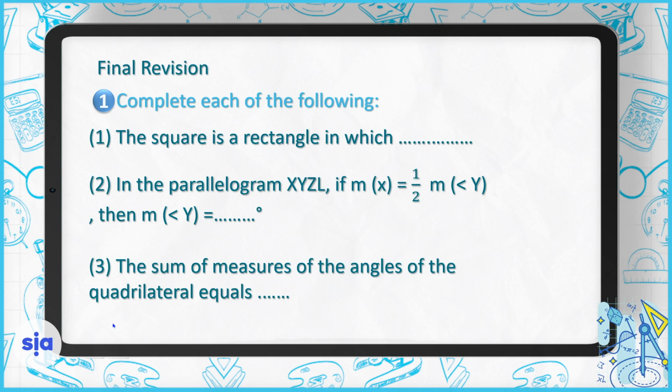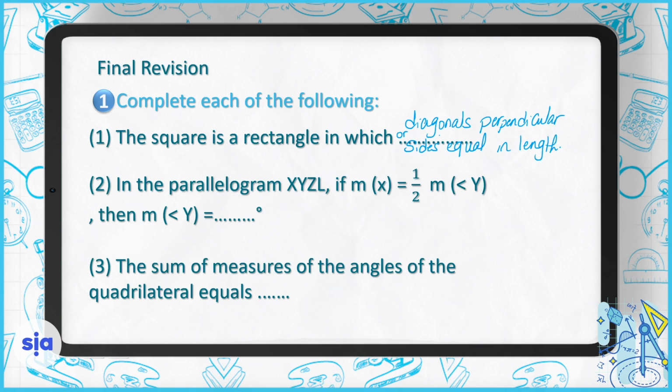In this session we'll be having the final revision on geometry. Let's start. The first type of question is to complete each of the following. Number 1, the square is a rectangle in which? Here in this question you have two options, either to write diagonals perpendicular or you can write sides equal in length.